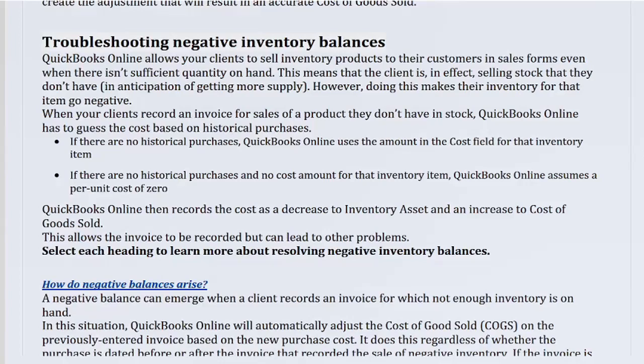When your clients record an invoice for sales of a product they don't have in stock, QuickBooks Online has to guess the cost based on historical purchases. If there are no historical purchases, QuickBooks Online uses the amount in the cost field for that inventory item. If there are no historical purchases and no cost amount for that inventory item, QuickBooks Online assumes a per unit cost of 0. QuickBooks Online then records the cost as a decrease to inventory asset and an increase to cost of goods sold. This allows the invoice to be recorded but can lead to other problems. Select each heading to learn more about resolving negative inventory balances.